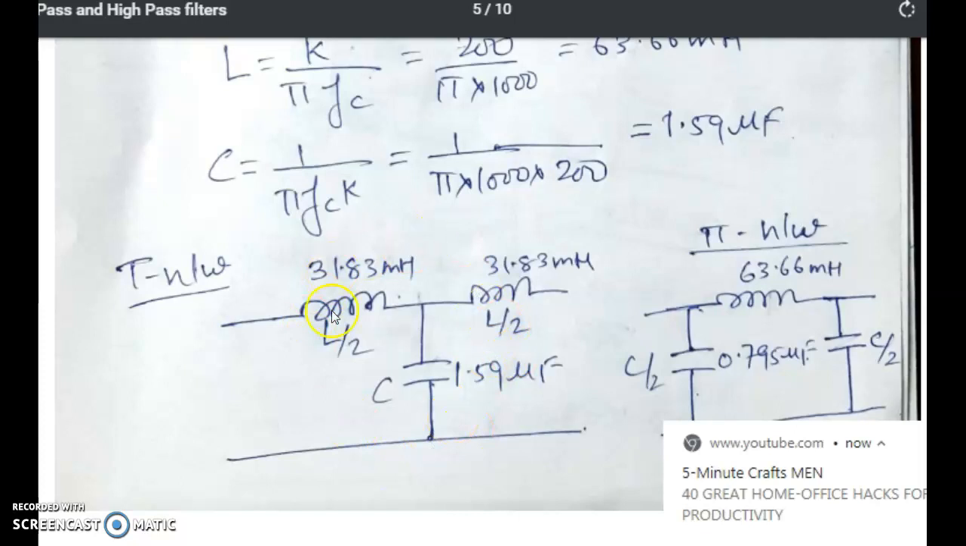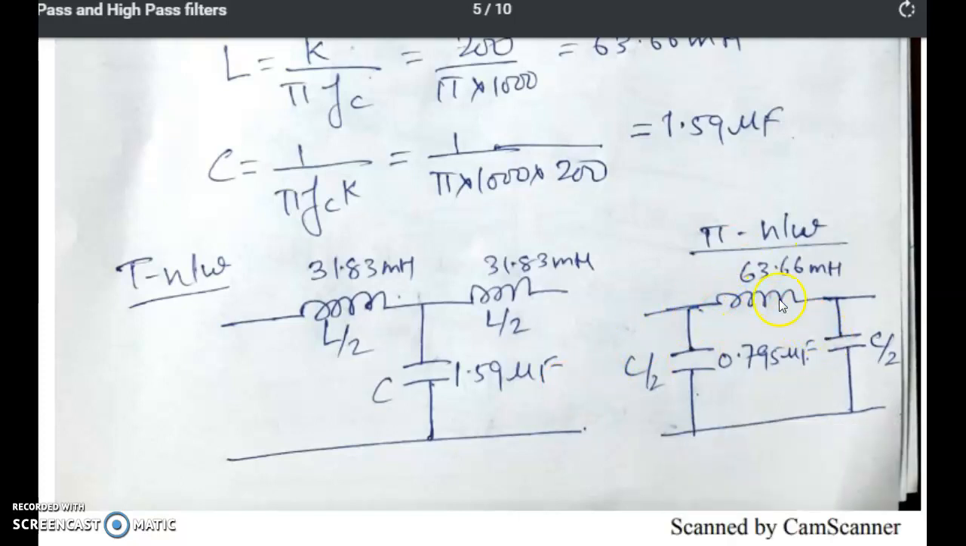When we obtain the T network, this element will be equal to L by 2, that means 31.83 millihenry. This element is also equal to L by 2 and capacitance is equal to 1.59 microfarad. Similarly, for the pi network, this element inductance is equal to 63.66 millihenry and capacitance is equal to C by 2, which is equal to 0.795 microfarad. Similar is the case with this capacitance.